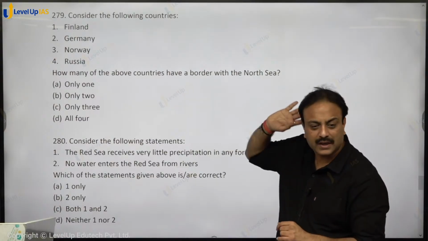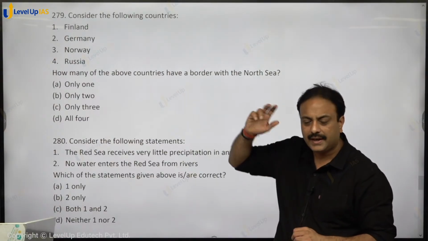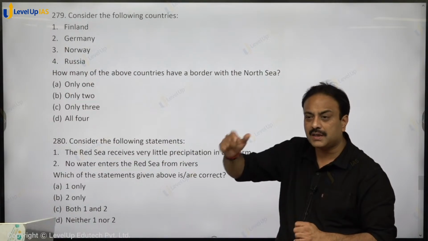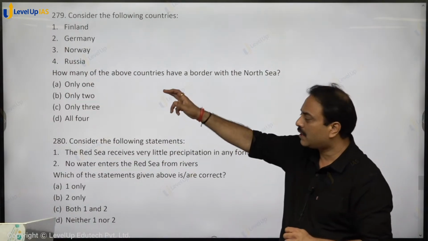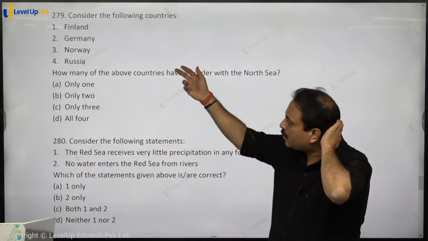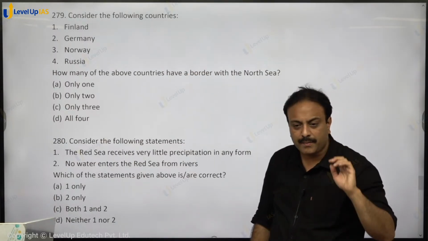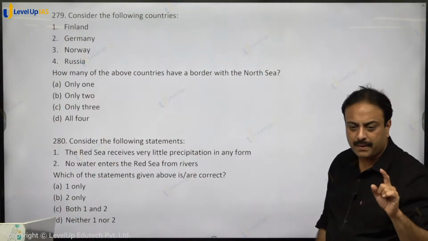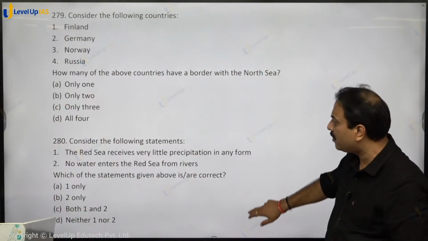Russia is very far. Russia is also in Baltic Sea. Estonia, Latvia, Lithuania, and after that there is a small part of Russia there. So Russia is there in Baltic Sea, not in this one, North Sea. So 2 and 3, Germany and Norway will be the answer. So only 2 pairs. Option B, B for boy, will be the right answer. Clear on that?